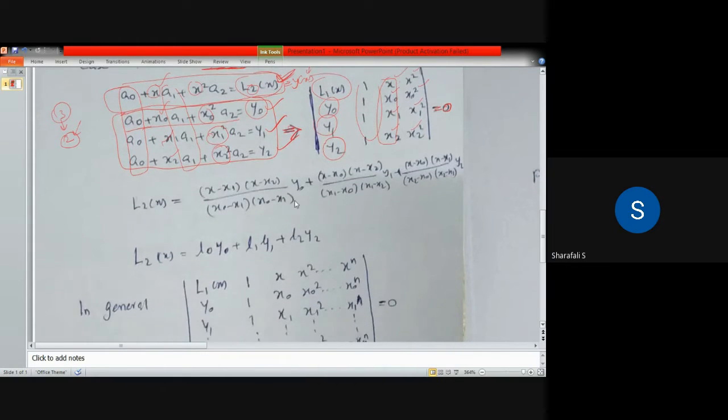If you solve that matrix, this determinant, then you will get (x minus x1) into (x minus x2) divided by (x0 minus x1) into (x0 minus x2) into y0, plus (x minus x0) into (x minus x2) divided by (x1 minus x0) into (x1 minus x2) into y1. Similarly, (x minus x0) into (x minus x1) divided by (x2 minus x0) into (x2 minus x1) into y2. So this is the expression for L2 of x.